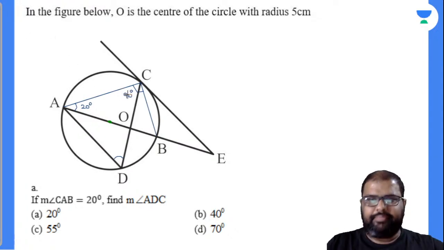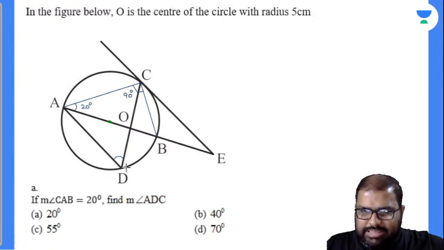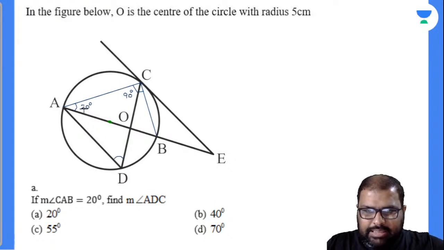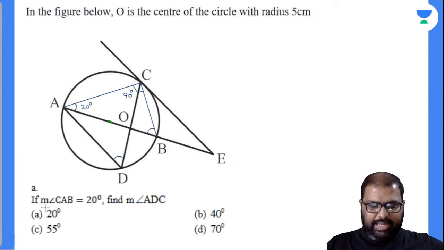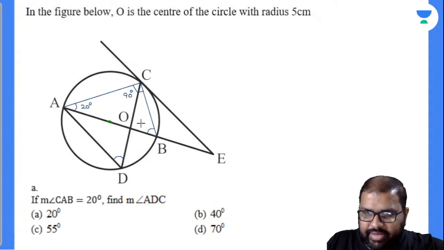Yes, perfectly. Done. Now, what is this one that you have to find out? Now see here, this is 90, this is 20, 110. Now how much will this be? Observe triangle ACB. ACB is a triangle. Sum of the angles of a triangle will be 180. So this will be 70.